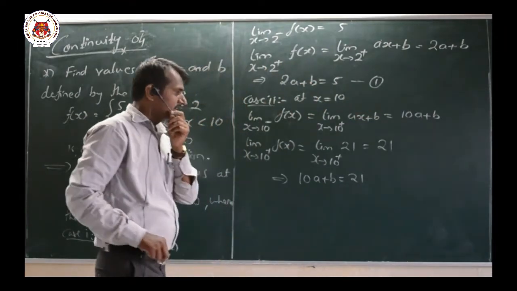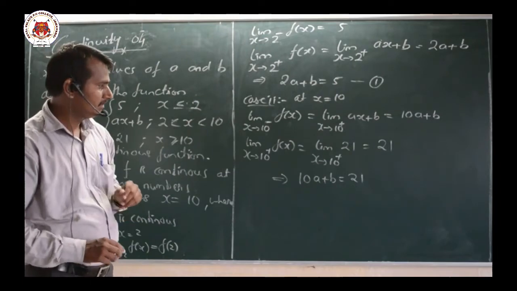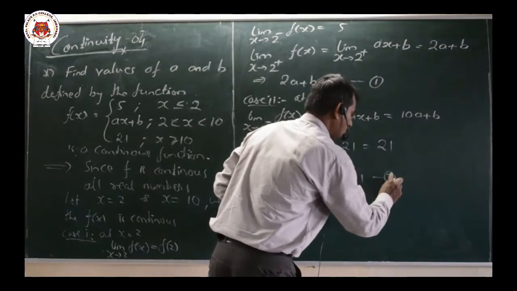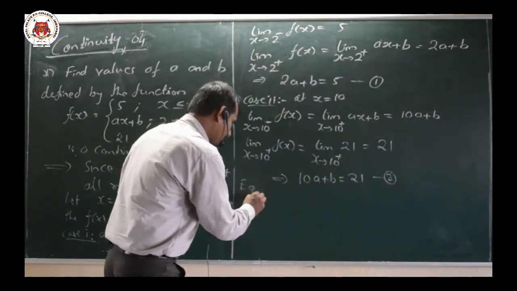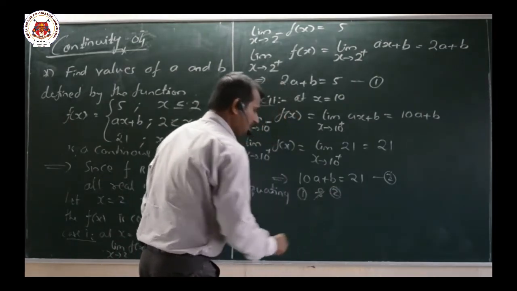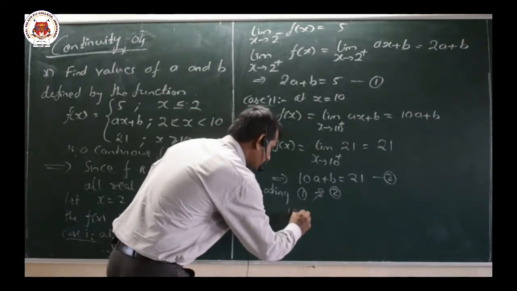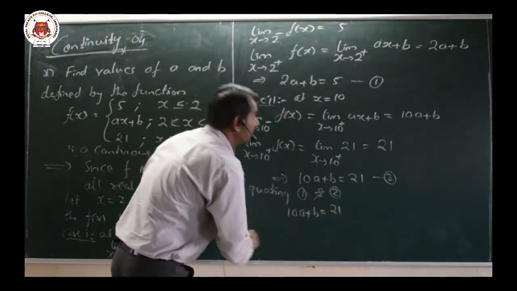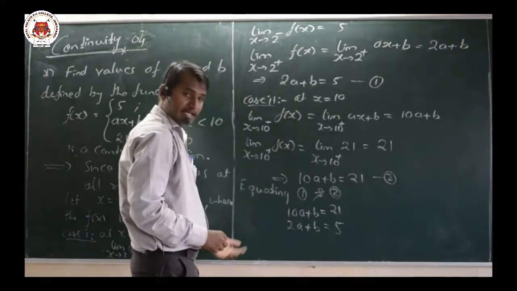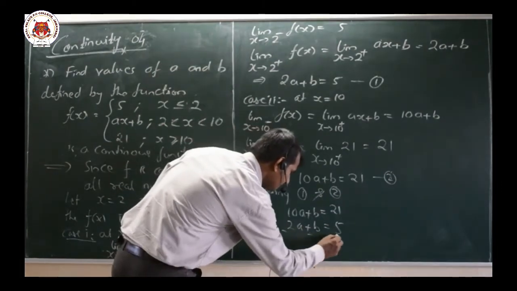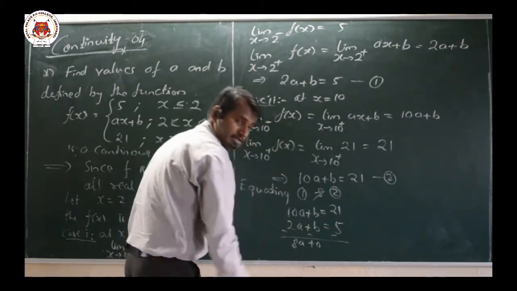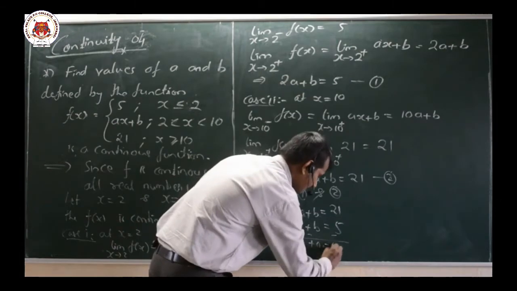Dear friends, it is a very simple and easy problem. Now what we shall do here is take both equations 1 and 2 and get the values of a and b. Equating 1 and 2, that is 10a plus b equal to 21 and 2a plus b equal to 5. Now we can directly subtract. 10a minus 2a is 8a, b minus b is 0, and 21 minus 5 is 16.